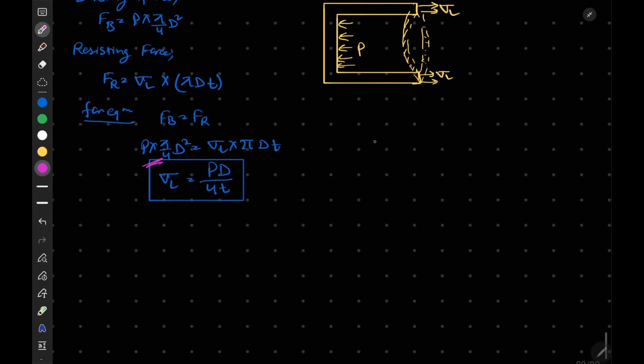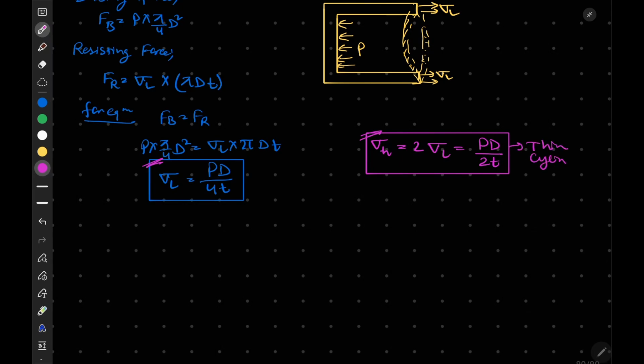Okay, now I can also relate them as: sigma H will be equal to 2 times sigma L, and is equal to PD by 2T. So this is your relation for your thin cylindrical pressure vessels. Okay, you should remember.